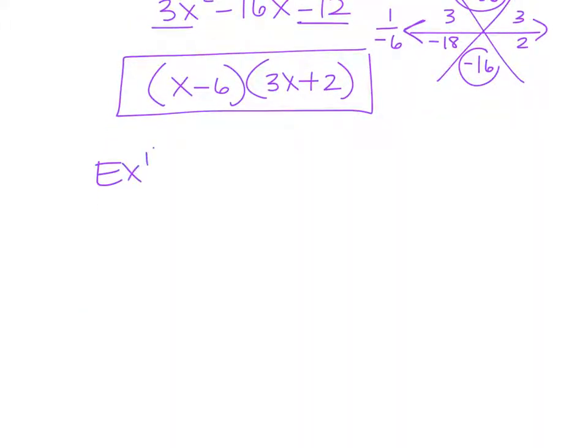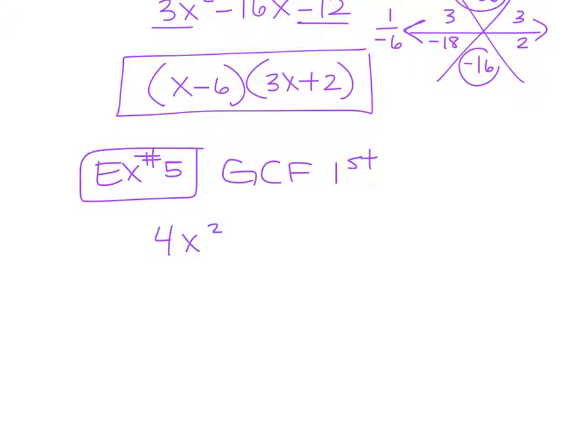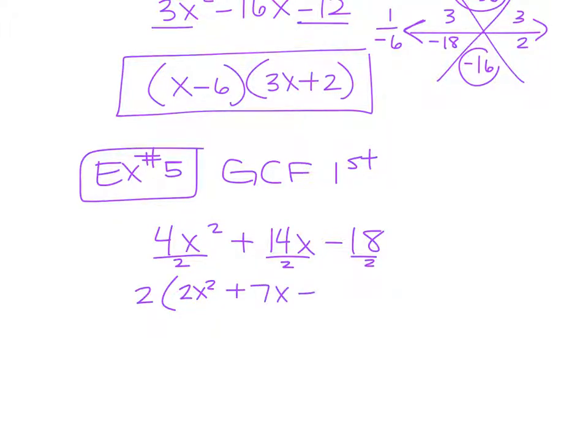Last example. This is the one where you have to do the GCF first, but you also have an a value that is not 1. So let's say you have 4x squared plus 14x minus 18. You're checking, can I factor out my greatest common factor? What would your greatest common factor here be? 2. If I factor out a 2, I'm left with 2x squared, because essentially you're just dividing all of these by 2. So 2x squared plus 7x minus 9.